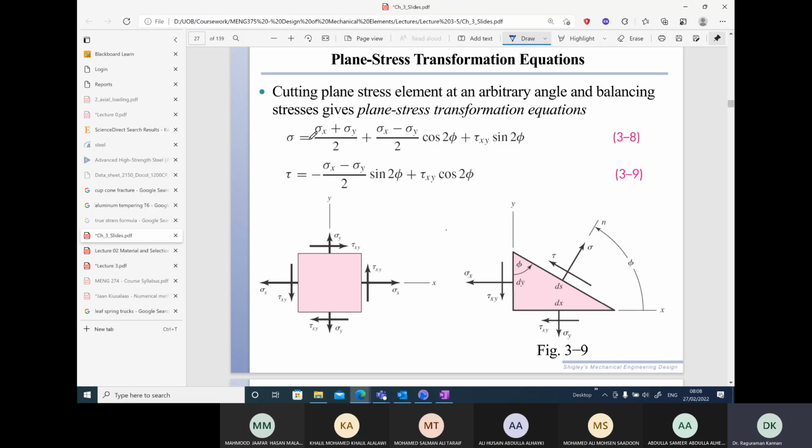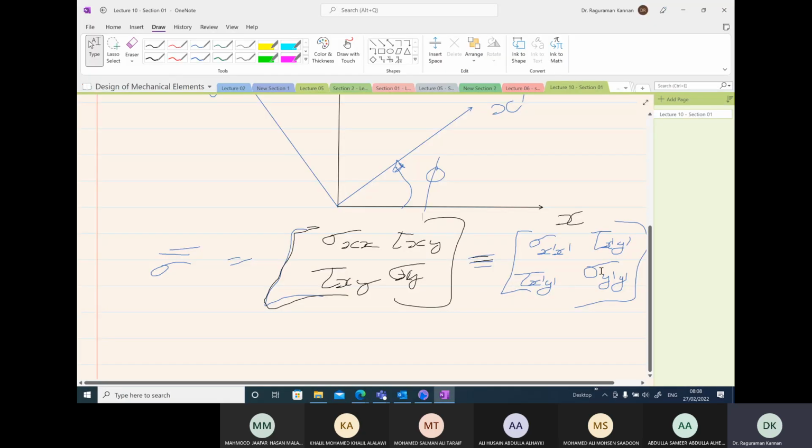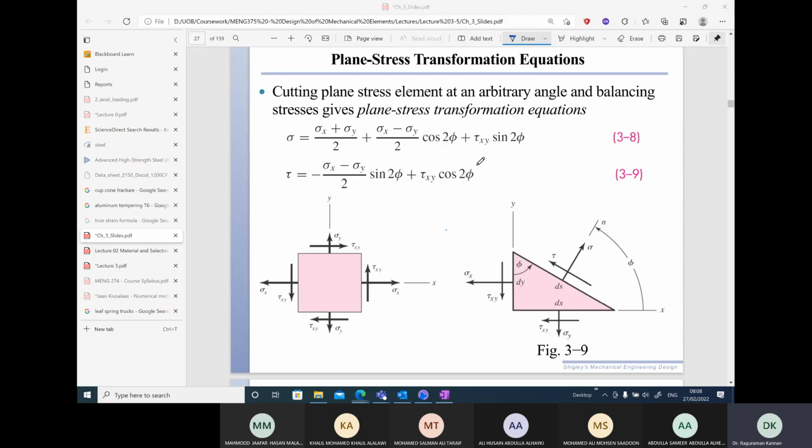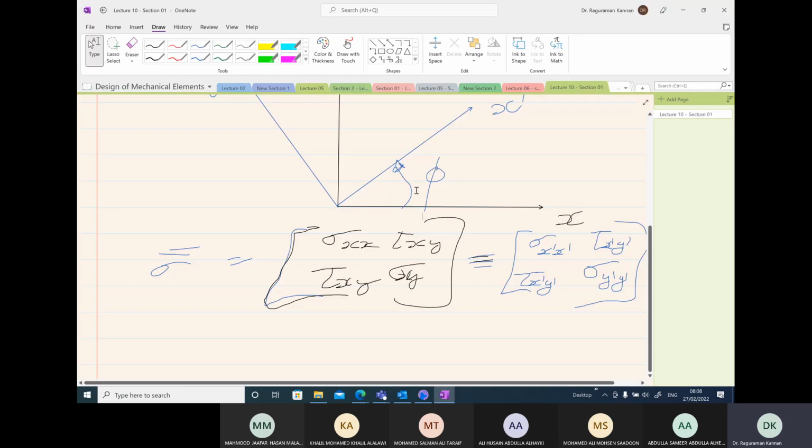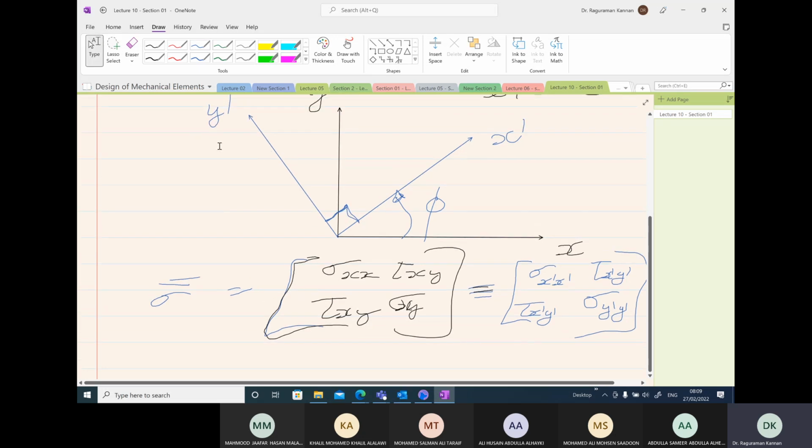How do I obtain it in the y prime direction? What is the component? We also need this. So how do I obtain it? Very simple. We take this same formula, replace the angle phi with phi plus 90. So you can see this is angle phi. You want it in the new direction y prime. How do I get it? I consider the total angle, which is phi plus 90 degrees.